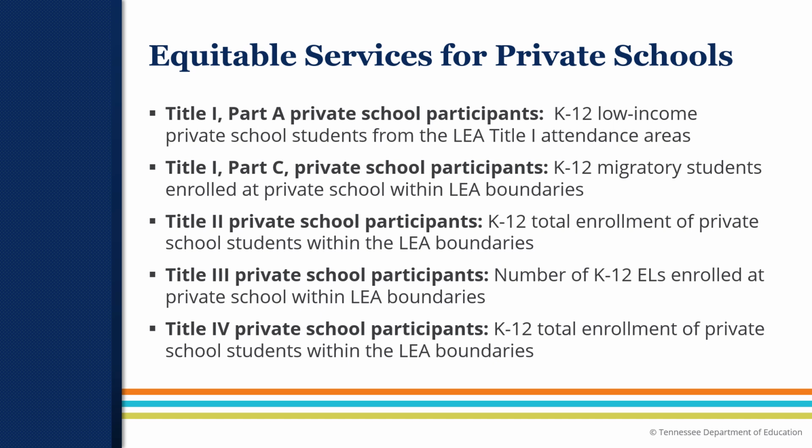And Title I Part C, just having a process to document migratory students that are enrolled at the private school within the LEA boundaries. And with Title II, that's just the K-12 enrollment of private schools within the LEA boundaries. And then Title III, that is the number of K-12 ELs enrolled at private schools within the boundaries, and you and the private school will need to get together on what determines if the student does qualify for EL services. And then with Title IV, that's just the total number of private school students within the LEA boundaries.